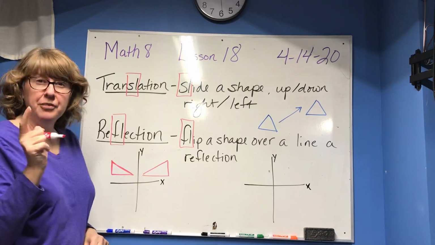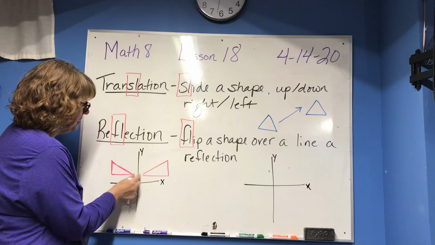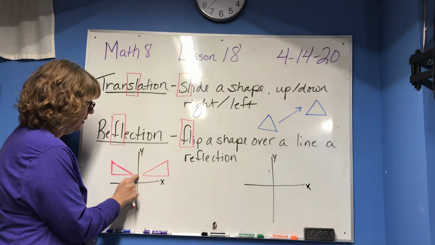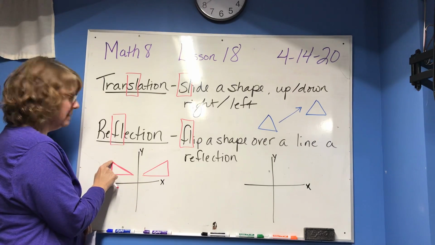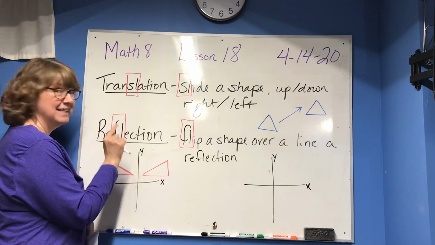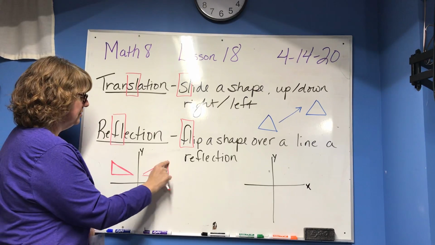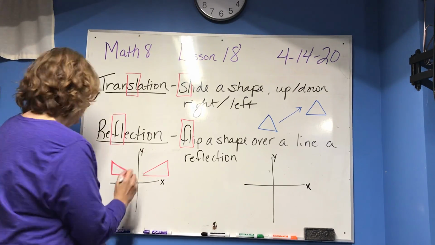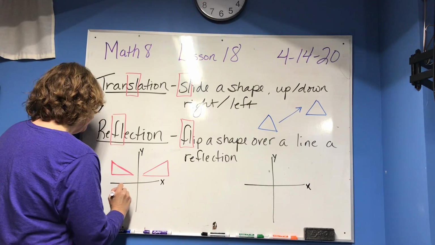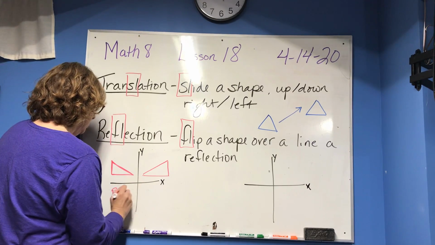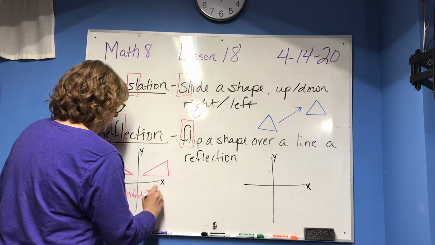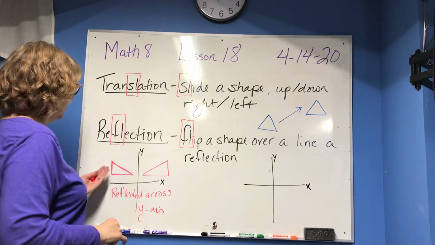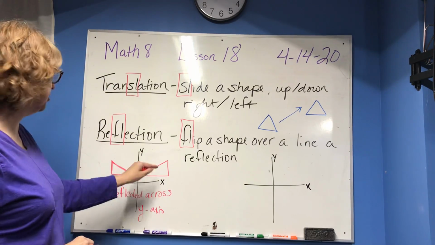Okay, a couple of things to remember. The distance between this point and the y-axis is the same distance between this point and the y-axis. The distance between this point and the y-axis is the same as the distance from the y-axis to this point. So they're equally spaced on either side of the y-axis. So if you want to write yourself a note, this one has been reflected across the y-axis. Okay, so I flipped it over. That's a reflection across the y-axis.